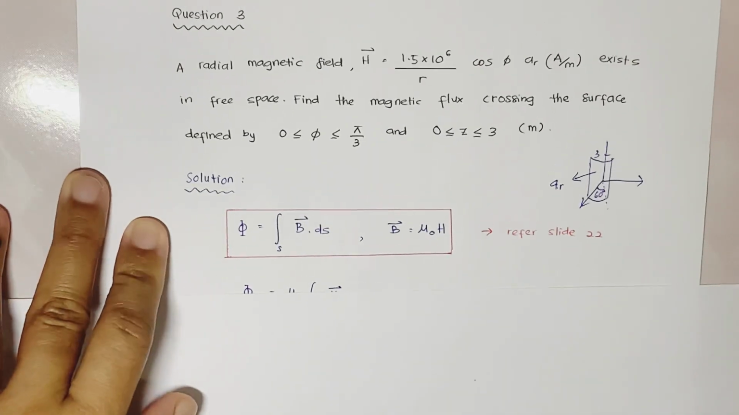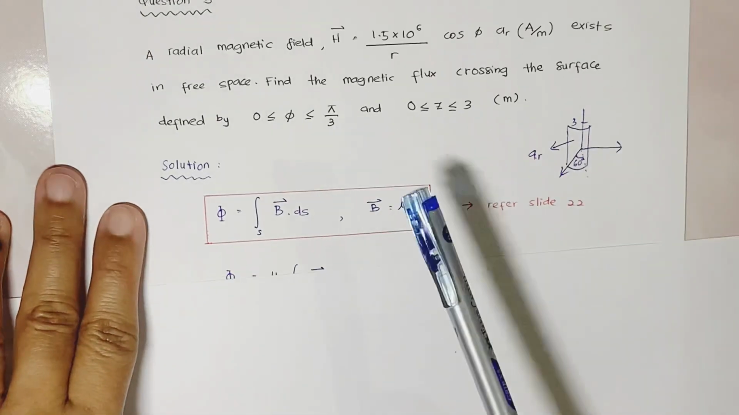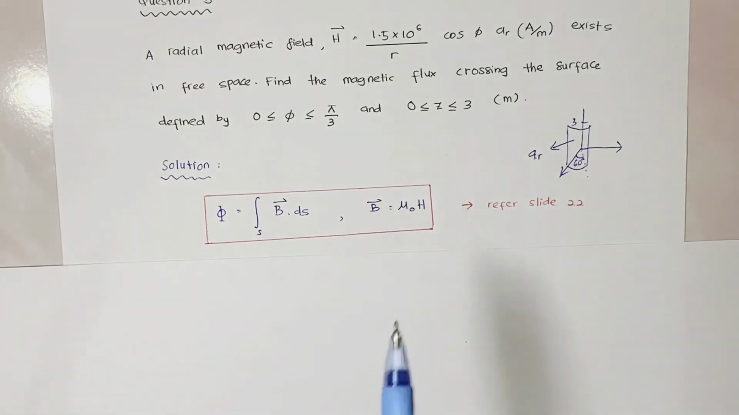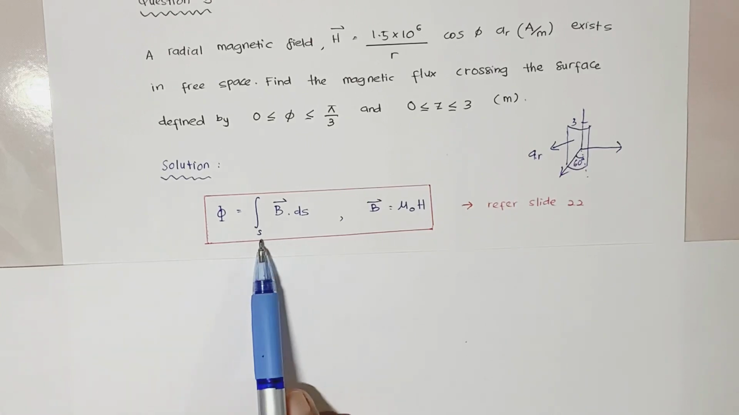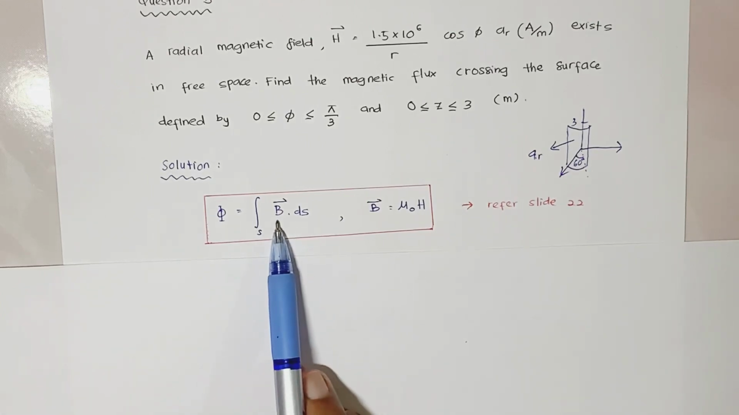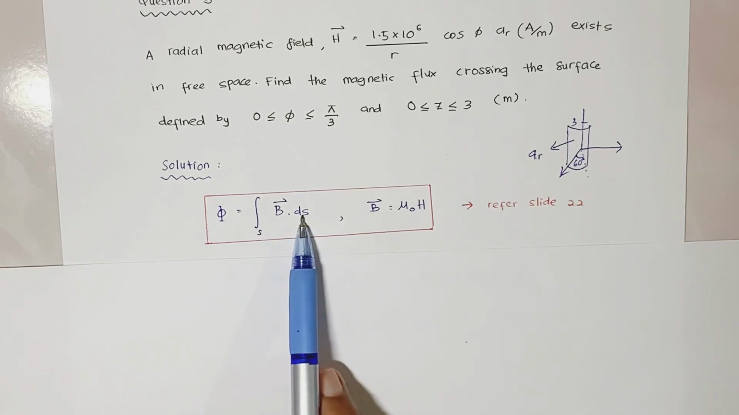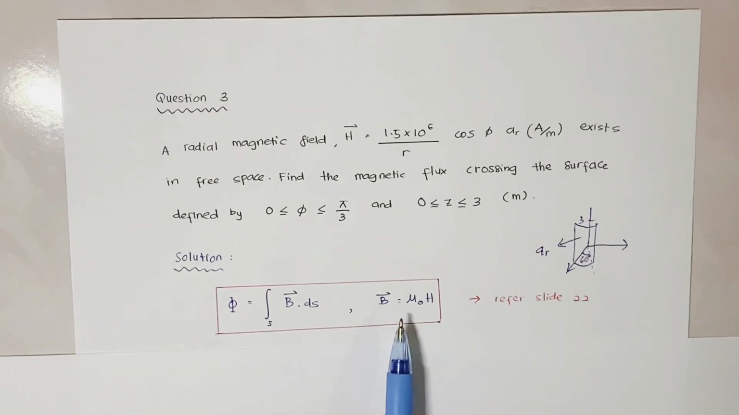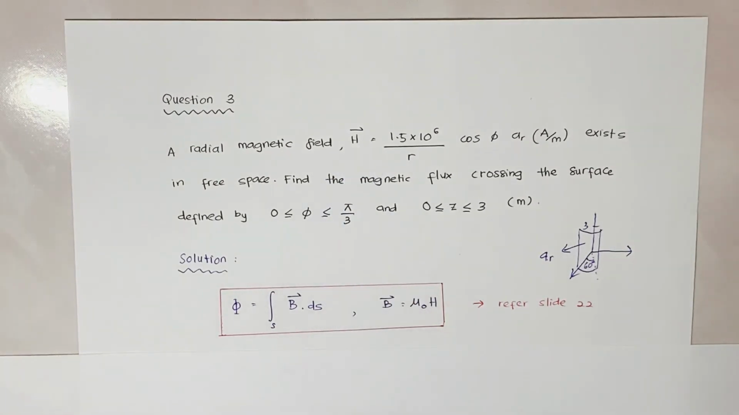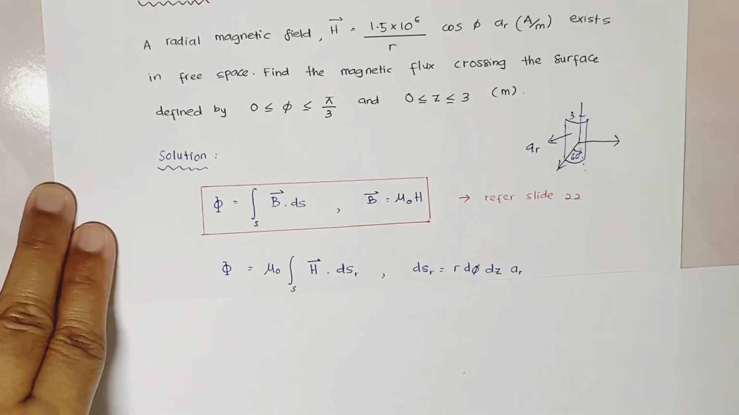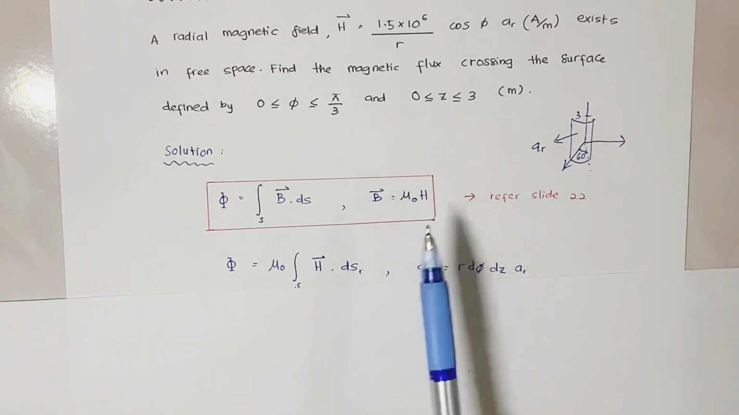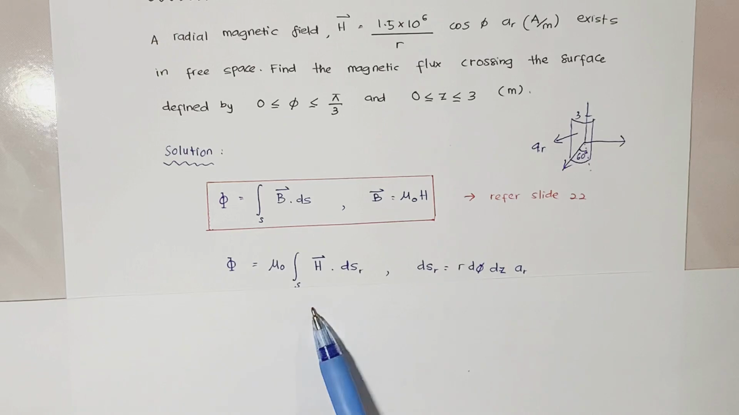Now the question asks you to find the magnetic flux. Okay, so you need to refer to slide number 22. Flux is equal to the integral of vector B dot dS. So we know that B is equal to mu naught H, because the question gives you H, the magnetic field intensity H. So you just need to replace mu naught H into this equation, you will get like this.